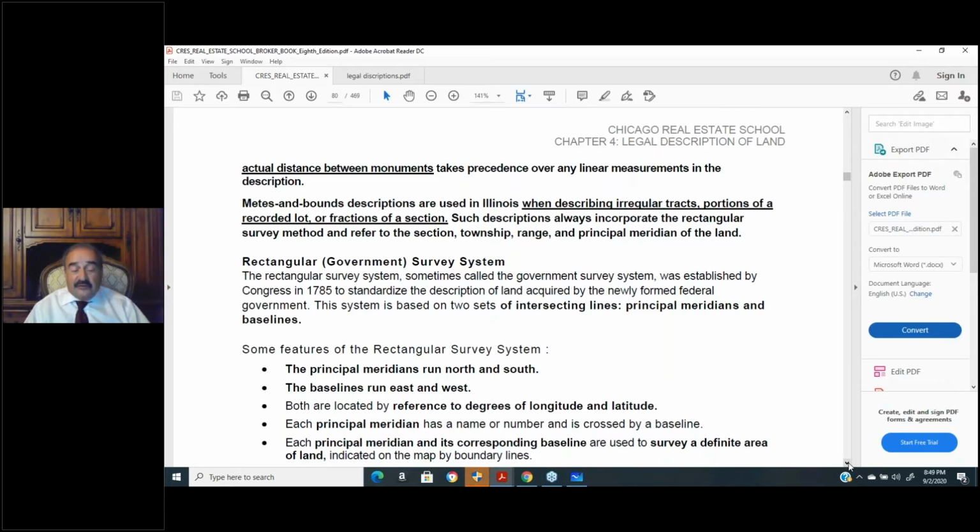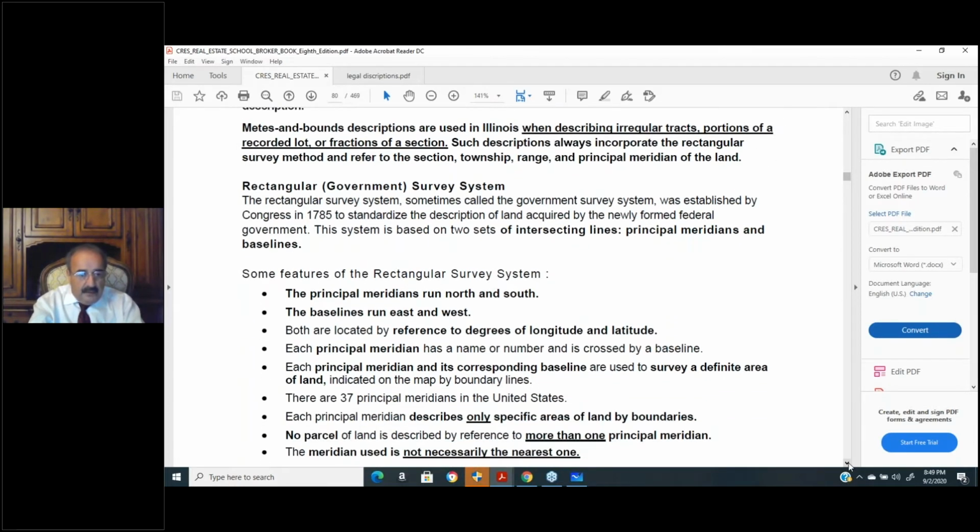Now, it's a really, really good system, this rectangular government system. And right now it's used in 30 states, starting from the Midwest, going west. And actually, when you hit the Pacific coast in California, it goes underneath the ocean, pops back up on the island of Hawaii, the system.